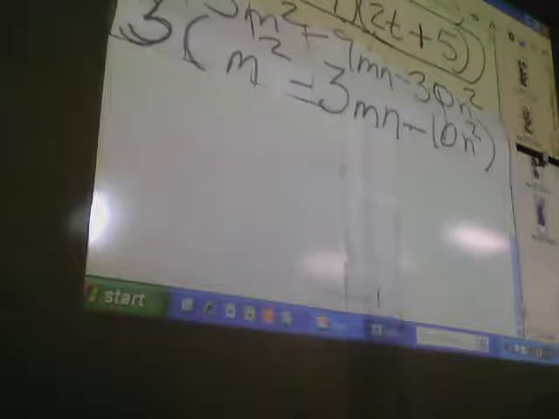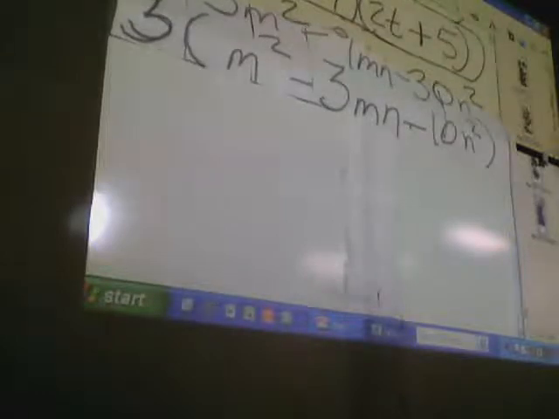Okay, number 21, 3m squared minus 9mn minus 30n squared. Factor the 3 out. So we have m squared minus 3mn minus 10n squared. Okay, can we factor that farther?